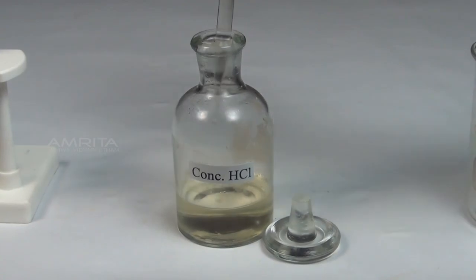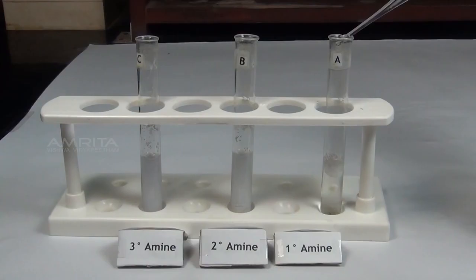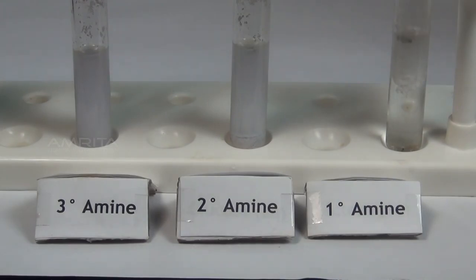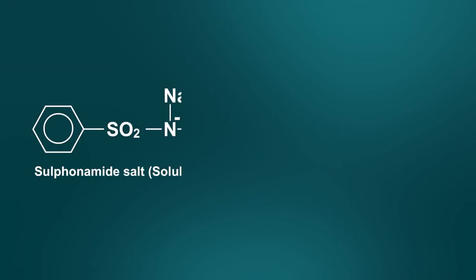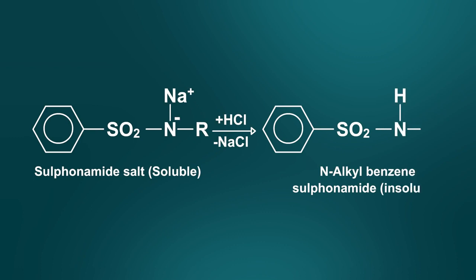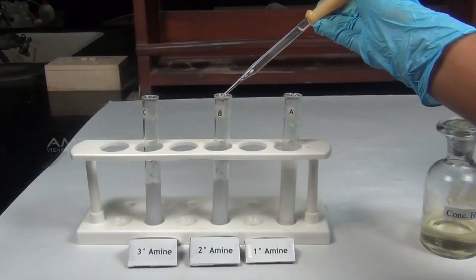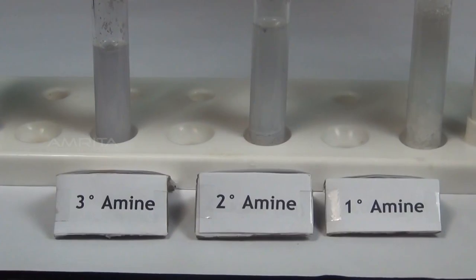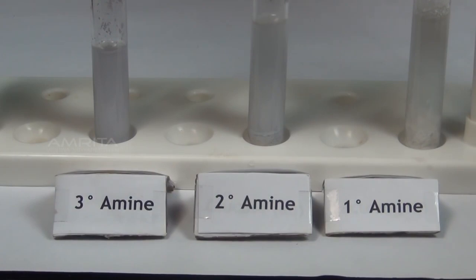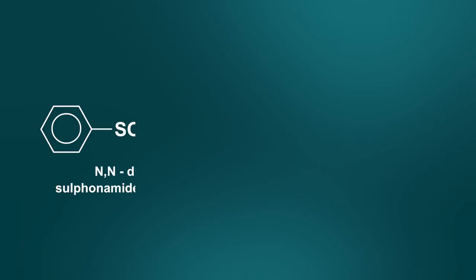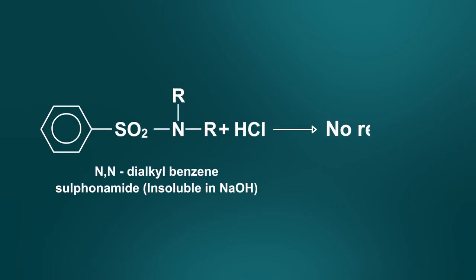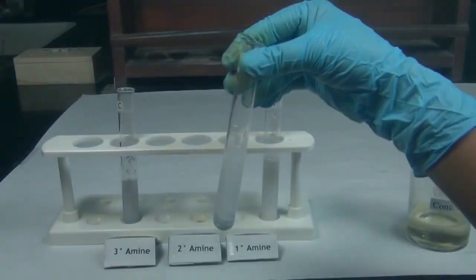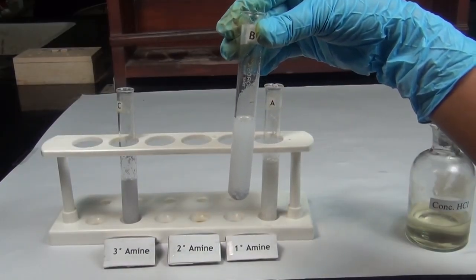Using a dropper, add a small quantity of concentrated hydrochloric acid to test tube A. Soluble sulfonamide salt formed will react with hydrochloric acid to form insoluble sulfonamide. Now, add a small quantity of concentrated hydrochloric acid to test tube B. The insoluble sulfonamide formed in test tube B will not react with hydrochloric acid.